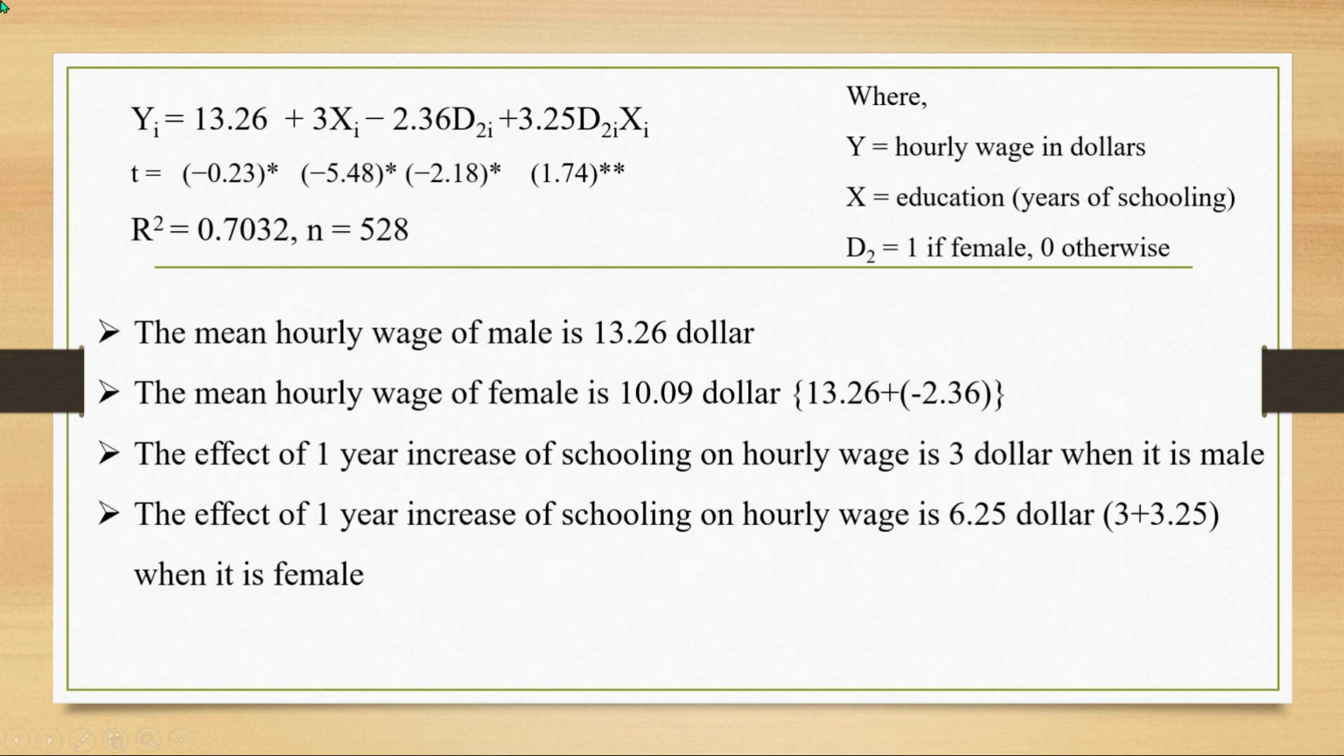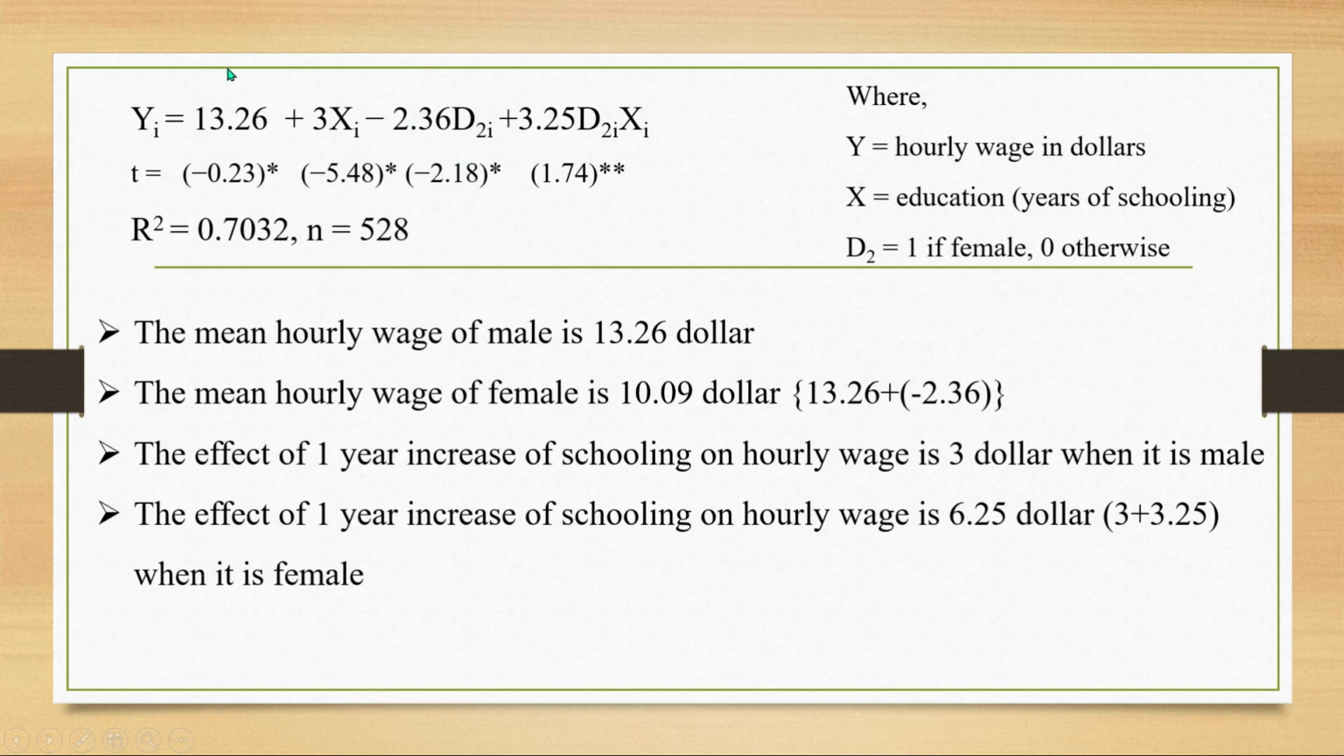Here you can see the example where the dependent variable is hourly wage in dollars, and the independent variables are education and sex. Education is the continuous variable, represented here with x, and d represents the dummy variable, where d equals 1 if female and 0 otherwise, that means male. That means in the dummy variable the base category is male and the other category is female. So how will we interpret the result?